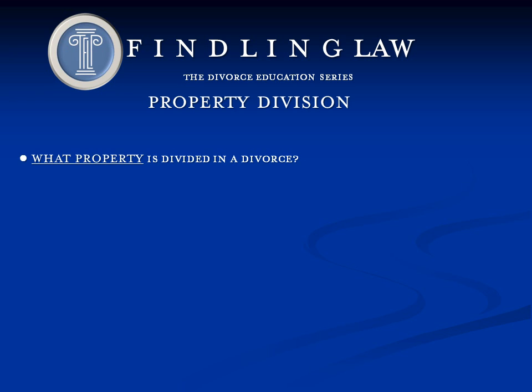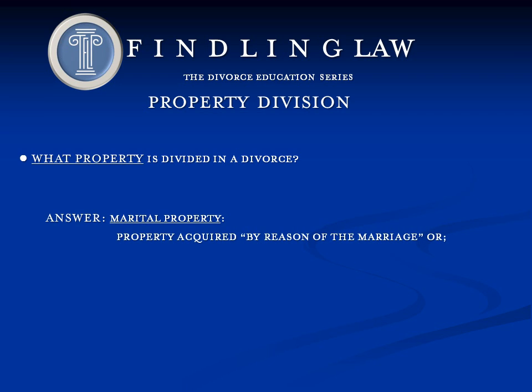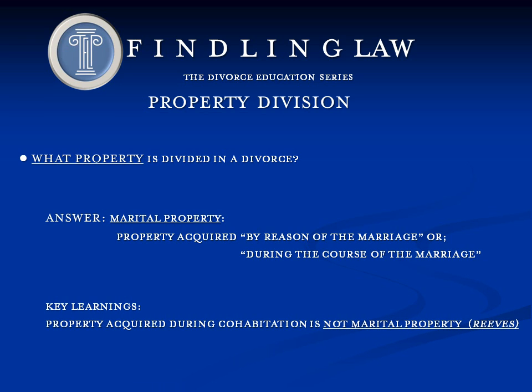So what do we divide in a divorce? What property is divided in a divorce? And the answer is marital property. Let's define that, okay? Property acquired by reason of the marriage or during the course of the marriage. So we have really two periods of time, the date of marriage and the date of divorce. If property was acquired during that time frame, we consider it marital property.